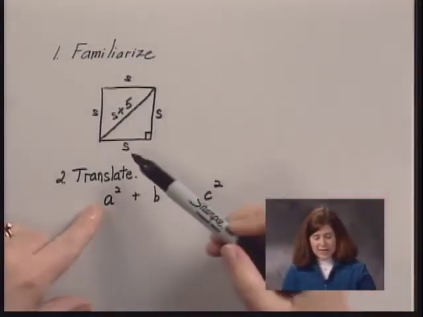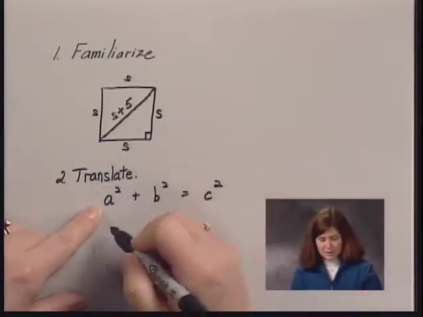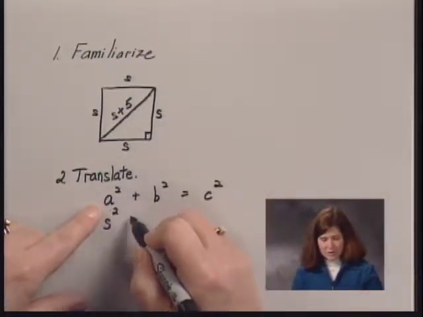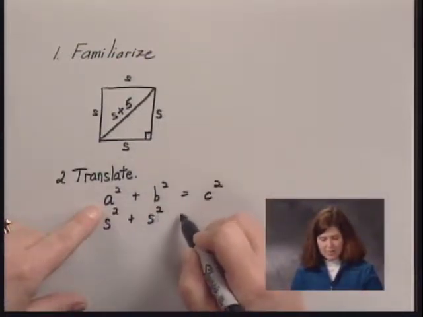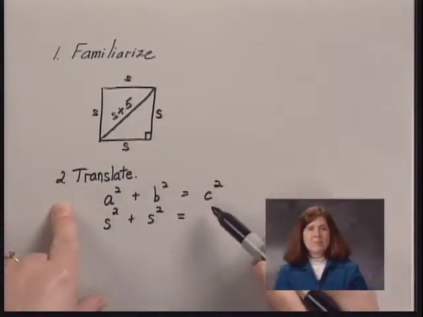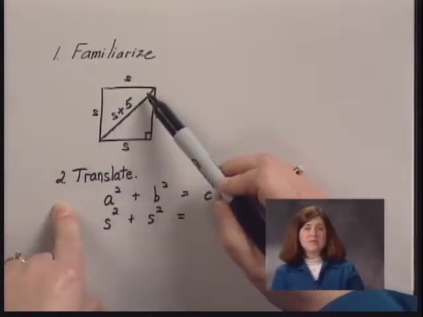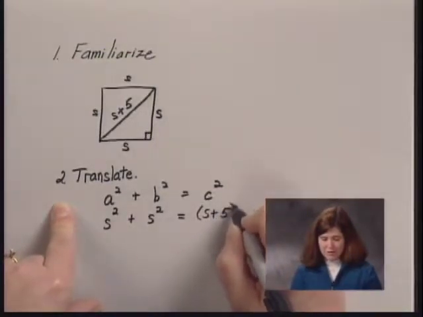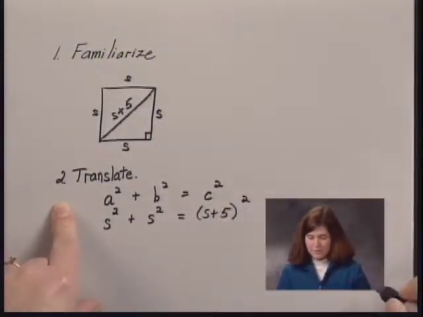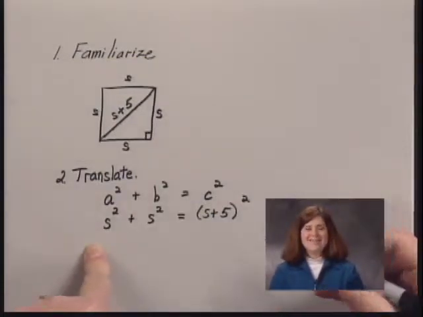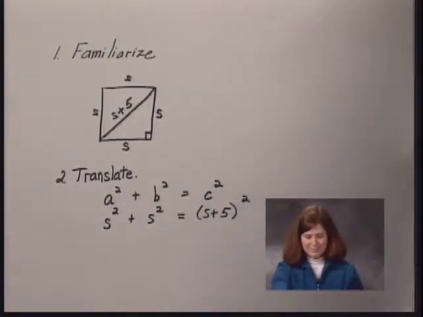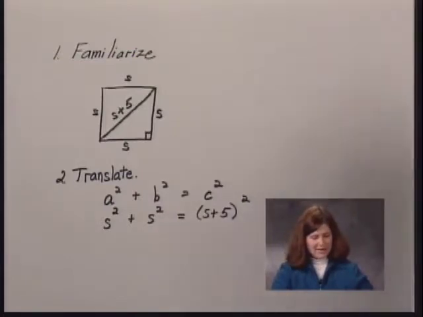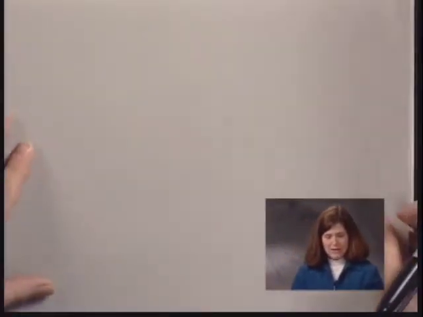Well, in this case, a and b have length s. So I can write s squared plus s squared. Since c is the hypotenuse, it has length s plus 5. So I write (s plus 5) squared. And I have an equation that I can solve. And I'll solve that on another piece of paper.